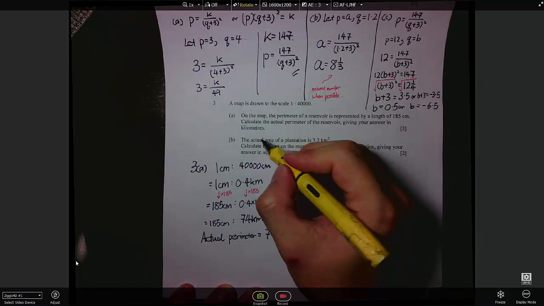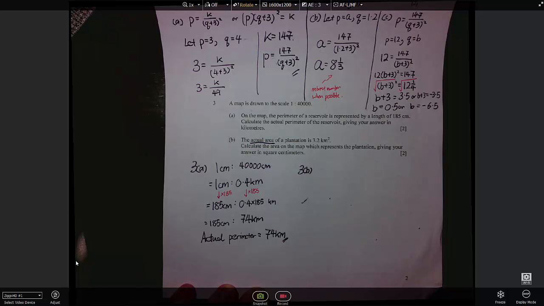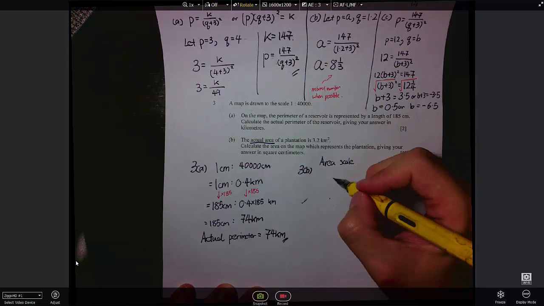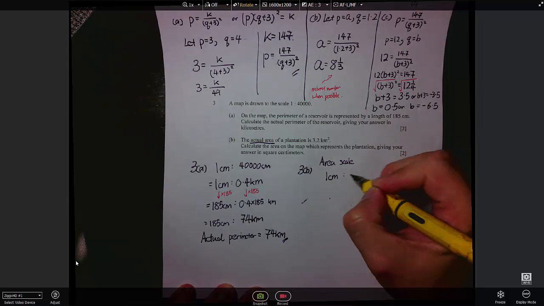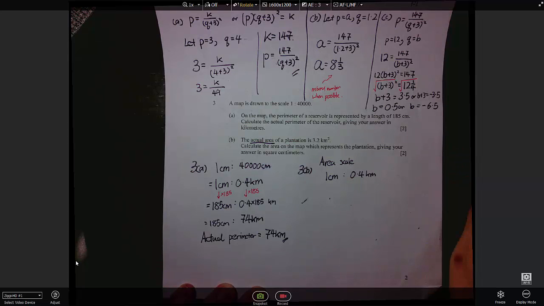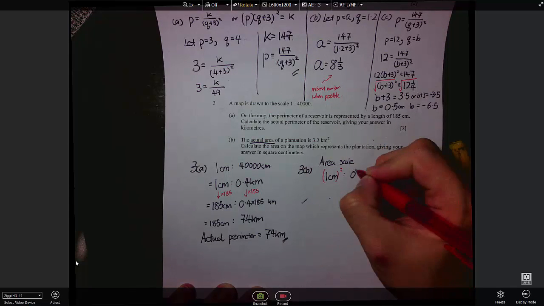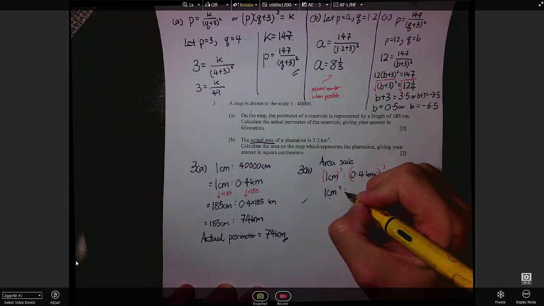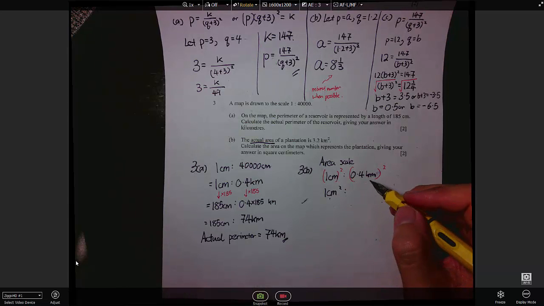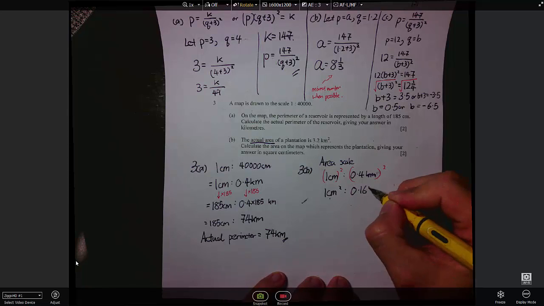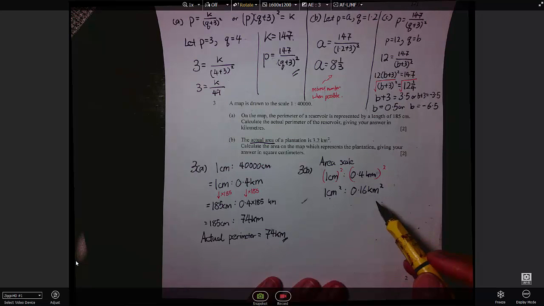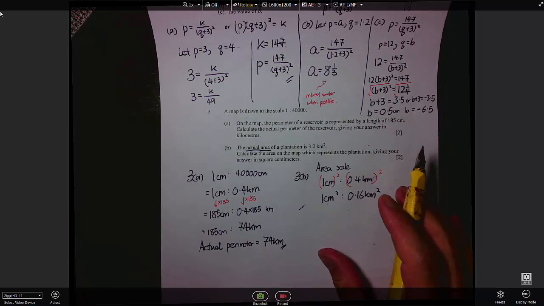3b, actual area. Once they say area, it gives you a clue that you have to form the area scale. So how do I get the area scale from the map scale? First I take 1 cm to 0.4 km. Then we square everything. So 1 times 1 is 1 cm squared, which will represent 0.4 times 0.4. Just use the calculator, you get 0.16 km squared. So on the map, an area of 1 cm squared will represent 0.16 km squared in real life.